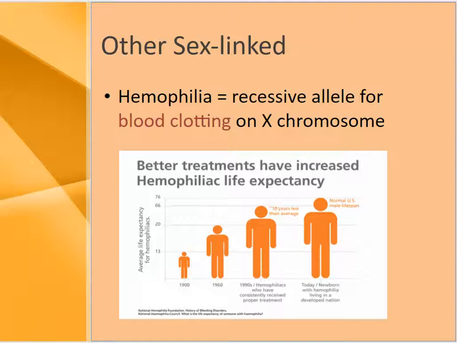Other sex-linked genes. One is hemophilia. This is a recessive allele for blood clotting on the X chromosome. You can see in the picture they have created treatments to allow people to live longer. Basically, if you get hurt or have internal bleeding, you could die without treatment. But now people with hemophilia would know, and you can see they can live to a normal age. They say 76 is a normal male lifespan in this image.